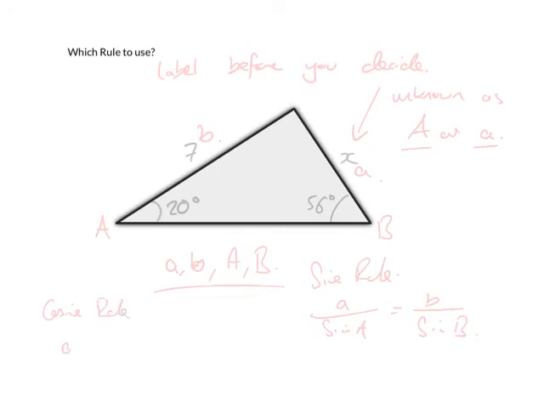Now the cosine rule, if we write that out, has a and b, but it also has c. And this problem does not involve a third side, so we don't need c. And in fact, we need c and we don't have c.